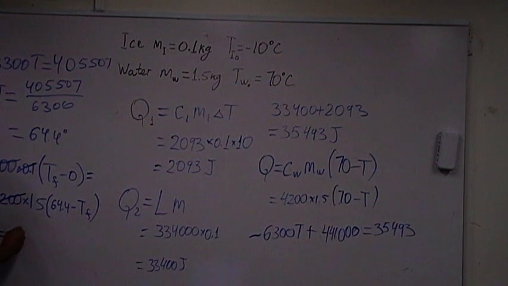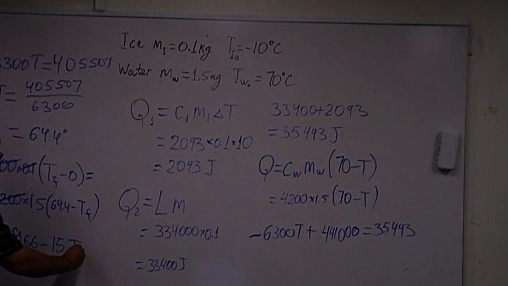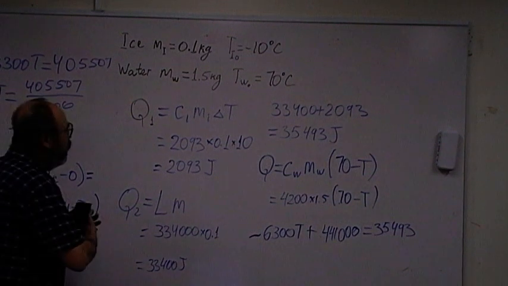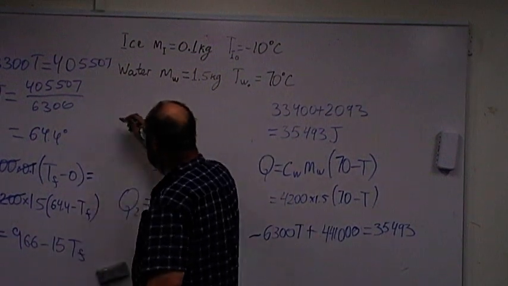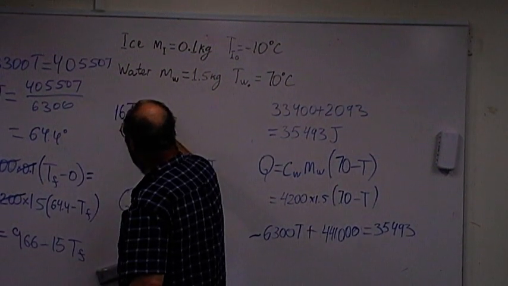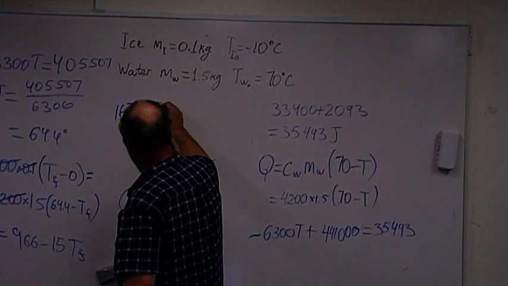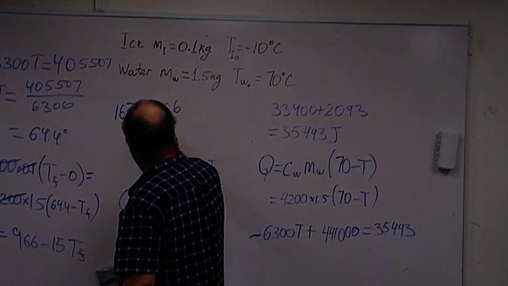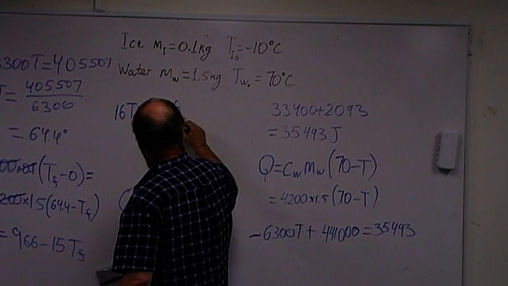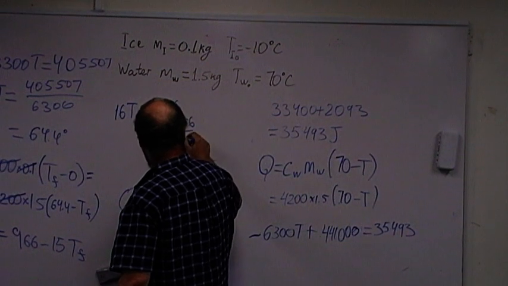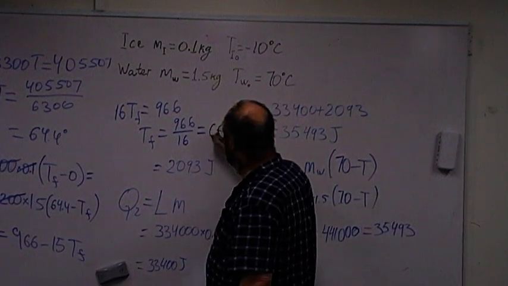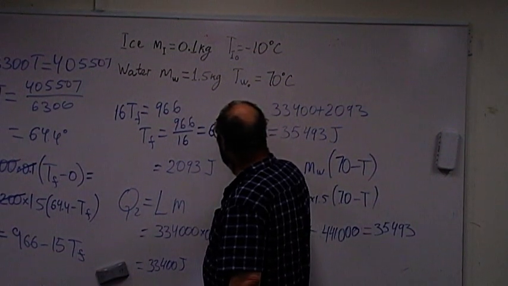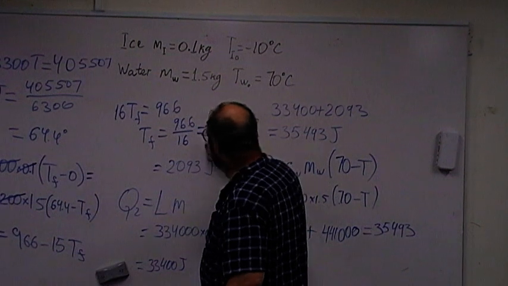966 minus 15 times final temperature. And so we have 16 times final temperature equal 966. So final temperature is 966 divided by 16, 60.375. 60.4 Celsius. This is the final temperature.